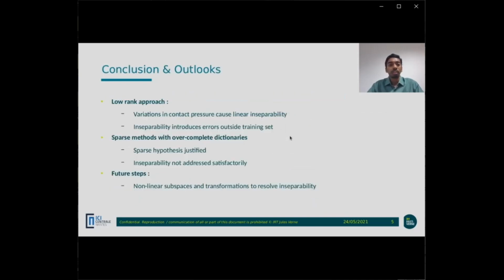To conclude, we learned that the low-rank approach has limitations in terms of linear inseparability of the contact pressure field. This inseparability introduces errors outside the training set. Even though sparse methods with overcomplete dictionaries can be used to solve contact mechanics problems, they do not address the inseparability issues sufficiently. In future, we would like to use nonlinear subspaces and nonlinear transformations to resolve the separability issues.